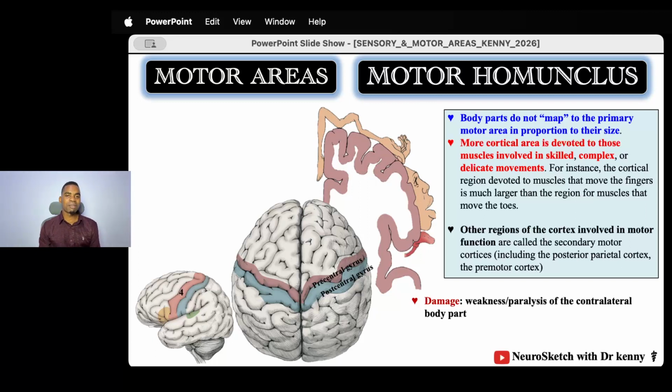But something to make very clear here again is, of course, as you're moving from the medial to the lateral side, you are going to the upper part of the body.